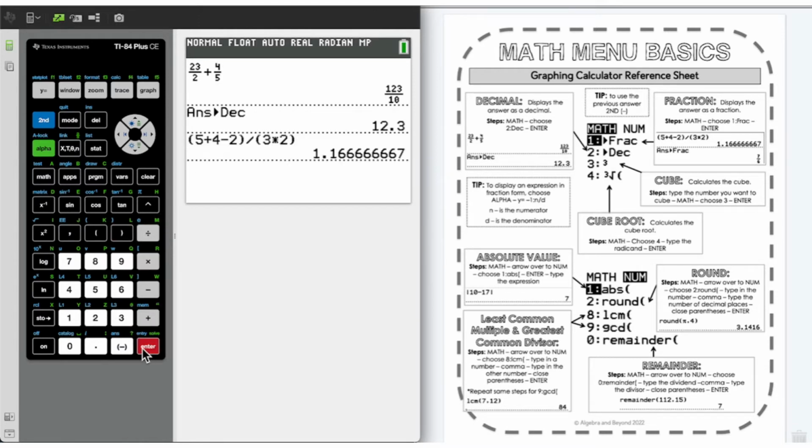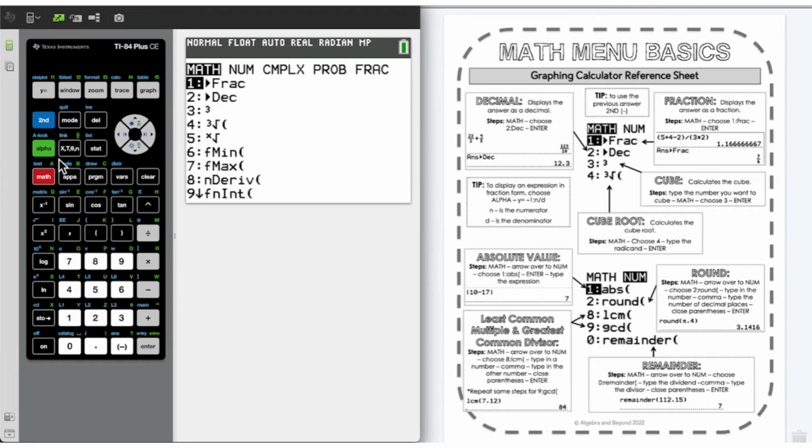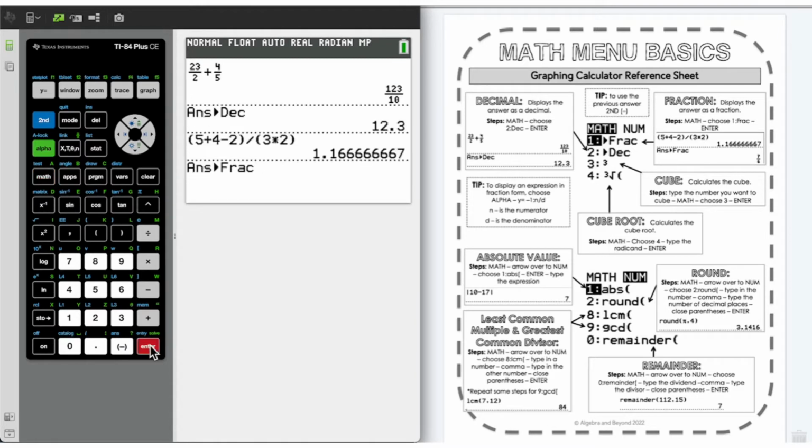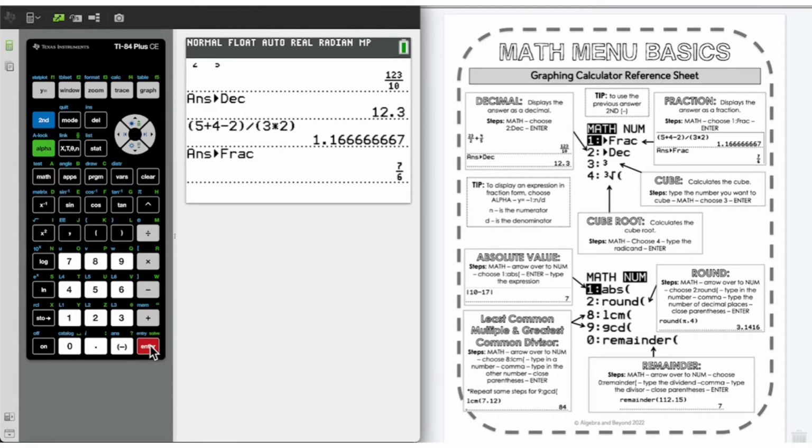Enter. And it will give us a decimal. Students often want to have this in fraction form. So again, we'll go to the math menu. And this time we're going to choose 1 for fraction. It'll take that answer and change it into a fraction.